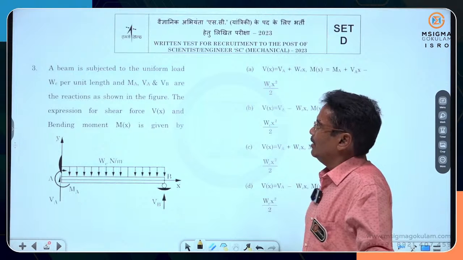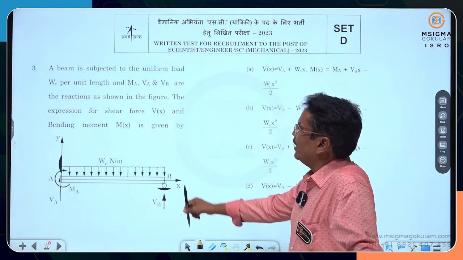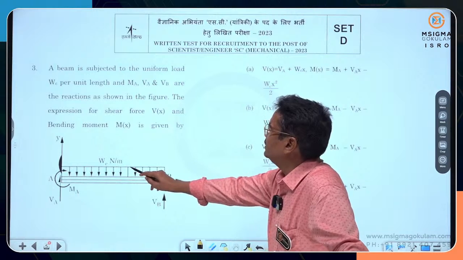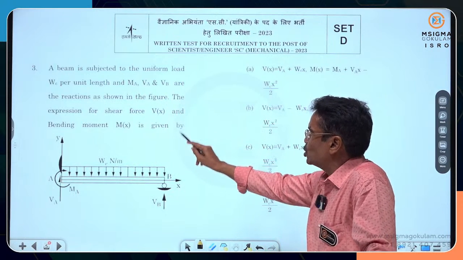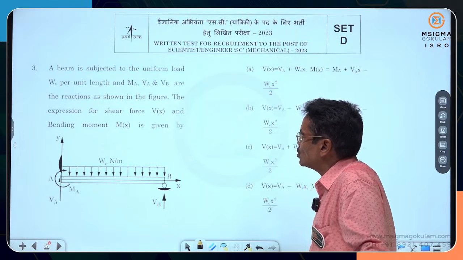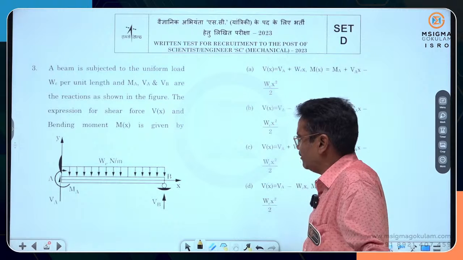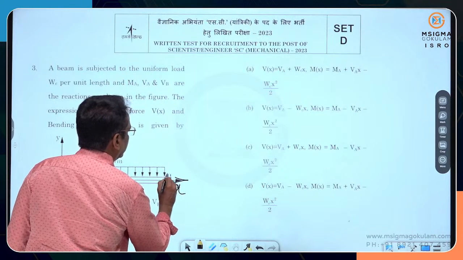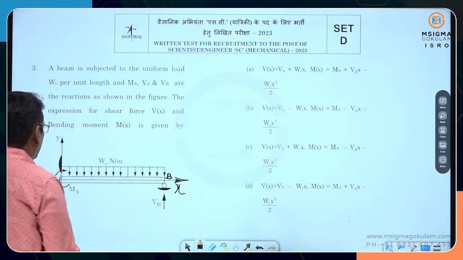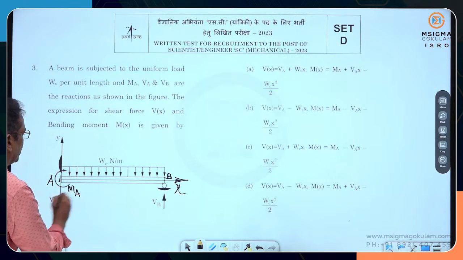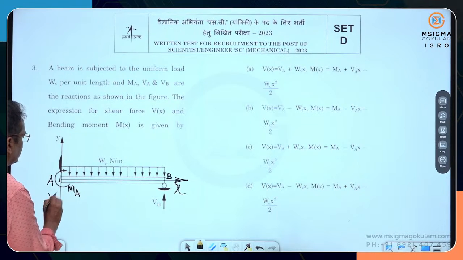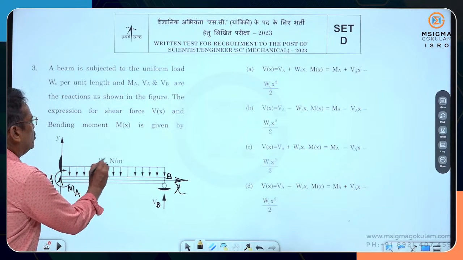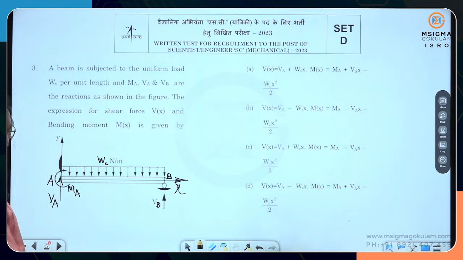A cantilever beam which is propped at its end. A beam is subjected to a uniformly distributed load, WC per unit length, and MA, VA, VB are the reactions as shown in the figure. The expression for the shear force Vx and bending moment Mx is given by. See that, look at this, the x variation is given like this. AB is the beam, this is the bending moment acting at A, this is the reaction at A, VB is the reaction at B. WC is the uniformly distributed load acting all along the length of the beam.